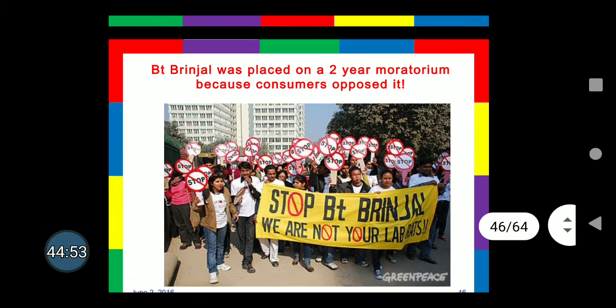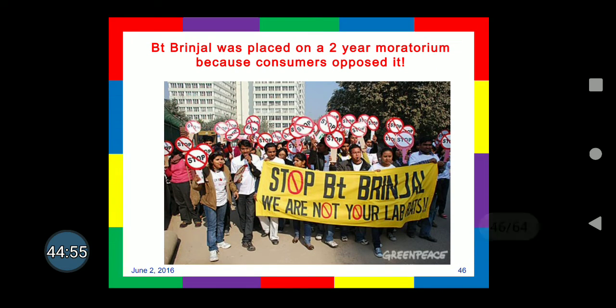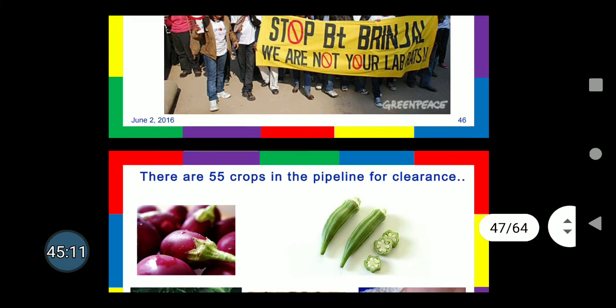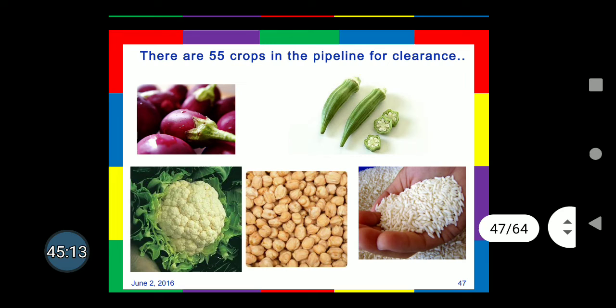BT brinjal was placed on a 2-year moratorium because consumers opposed it. So we stopped BT brinjal. "We are not the laboratory animals," said the Greenpeace movement of India. There are 55 crops in the pipeline waiting for clearance in genetically modified food.